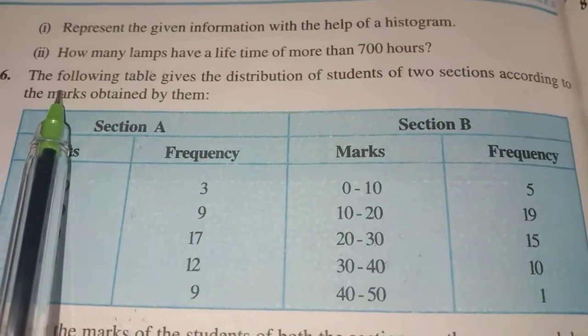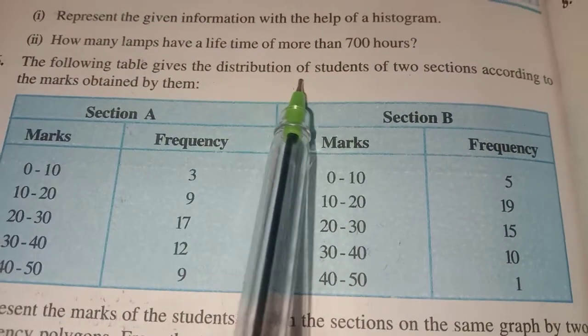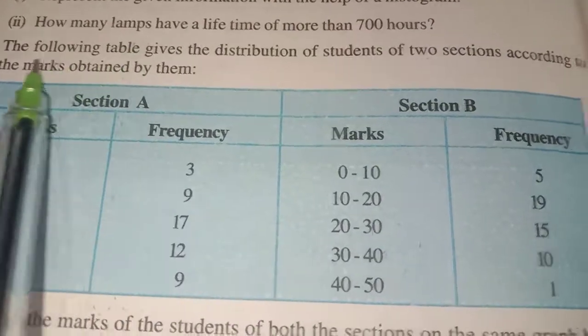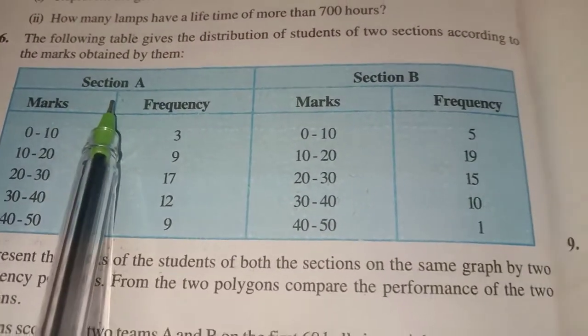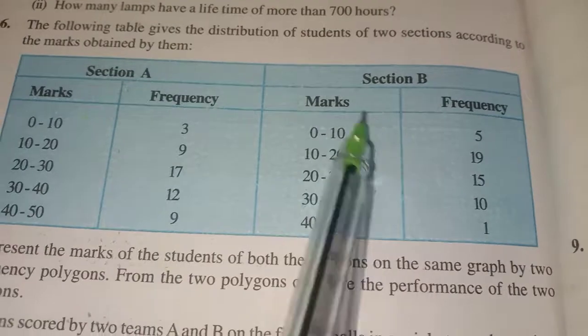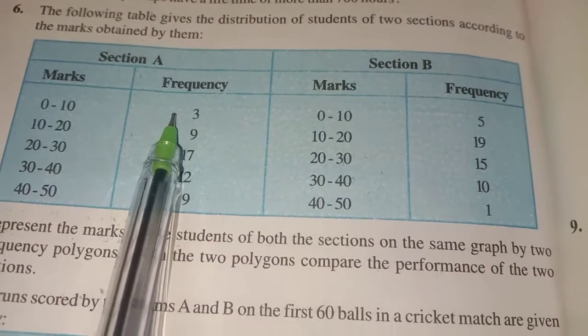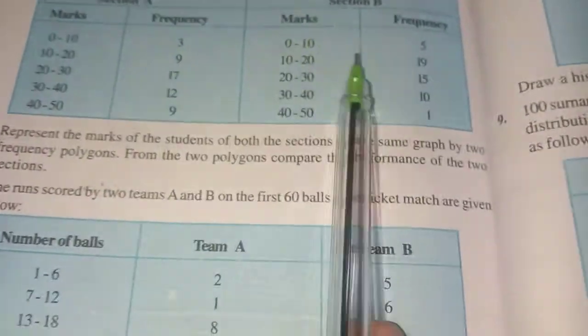You can see that question number 6 is given as the following table gives the distribution of students of two sections according to the marks obtained by them. Section A is given and section B is given. See, marks and frequency are given for both, for A as well as for B.